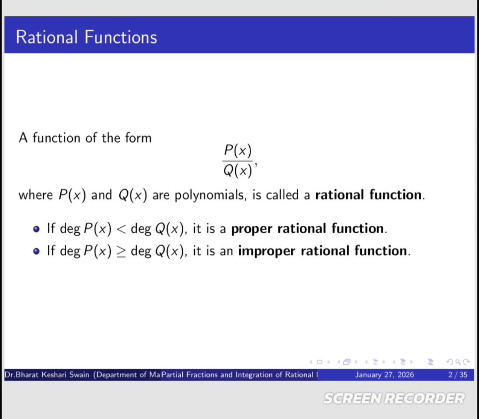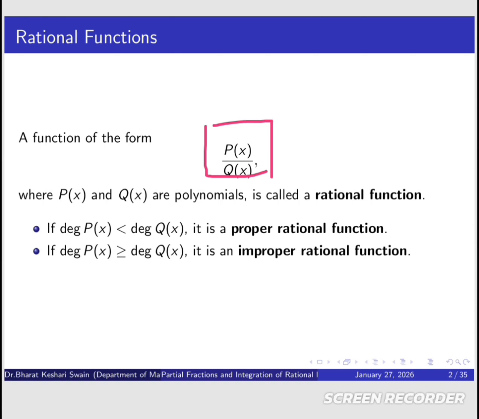So what is a rational function? A function of the form p of x by q of x, where p of x and q of x are polynomials, is called a rational function. A rational function means it is of the form p of x divided by q of x, and here both p and q are polynomials.